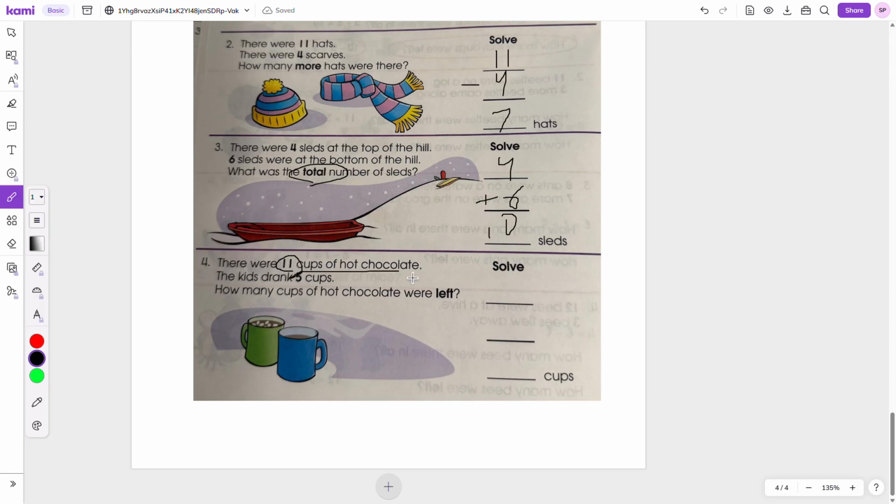Last one, there were 11 cups of hot chocolate. The kids drank 5 cups. How many cups of hot chocolate were left? So we have to subtract. 11 minus 5 will be 6. So 6 cups.